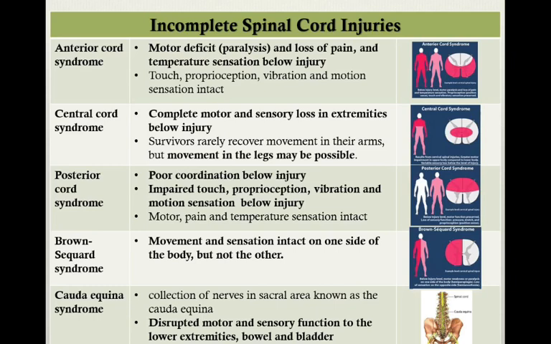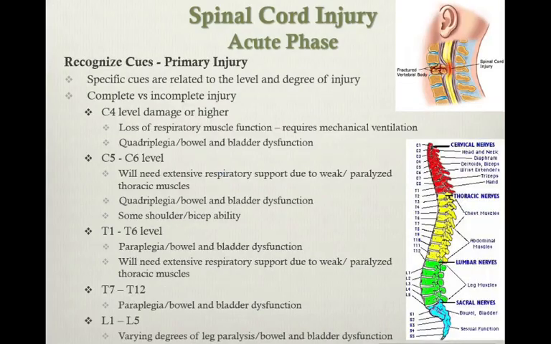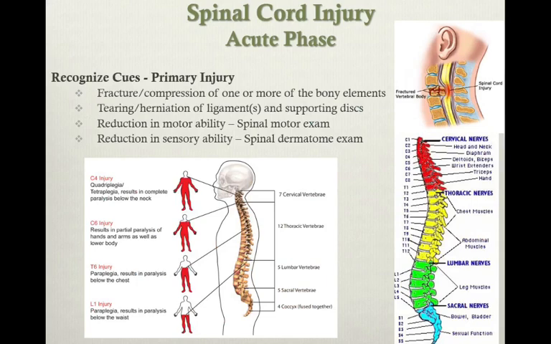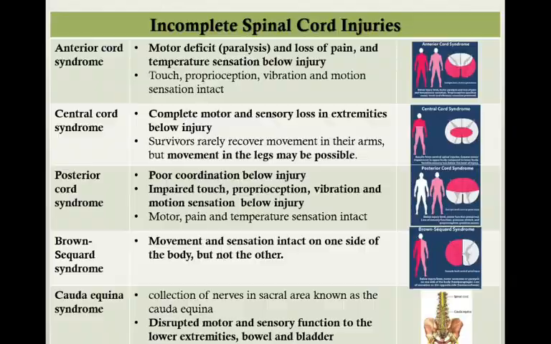So again, I don't want you to spend a lot of time on incomplete. I would like you to recognize the names of them and know that they are not complete paralysis. It depends on the amount of damage to the actual cord. So let's look at what we're looking for. The cues are the exam, and I don't think I had a picture of your dermatome exam here and your spinal cord exam that was in the neuro assessment. I should have put the slides over here too.